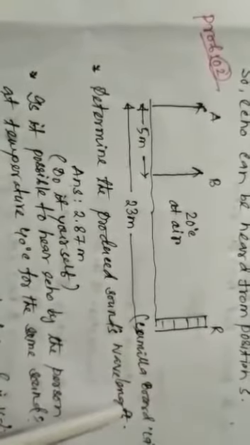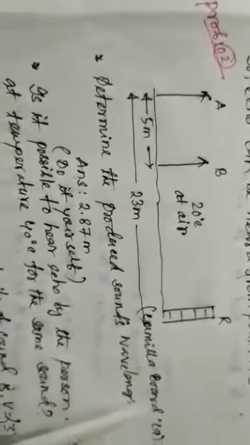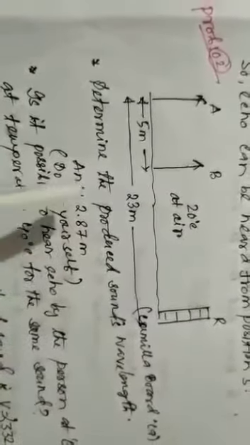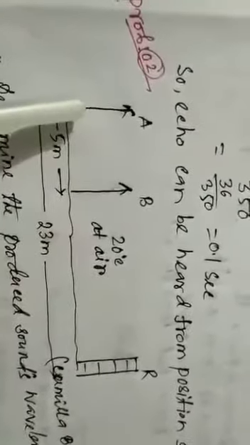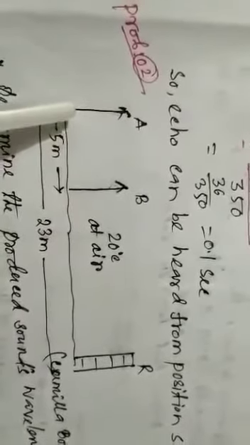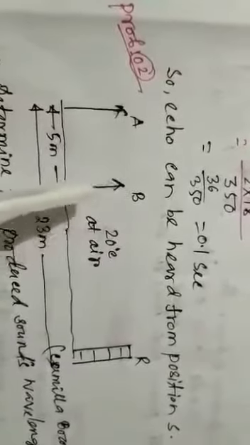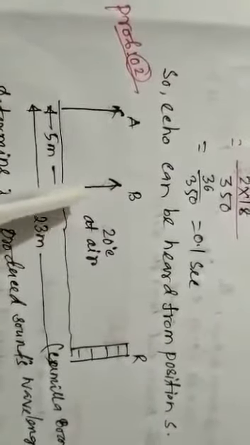Determine the produced sound wavelength. By doing the same procedure as the first one, you can solve this problem, and the answer is 2.87. Please do it yourself. The second question is, is it possible to hear the echo by the person at B? Please look at the figure. A is the source of the sound, and there is another person at B, and the question is, is it possible to hear the echo at the position B?